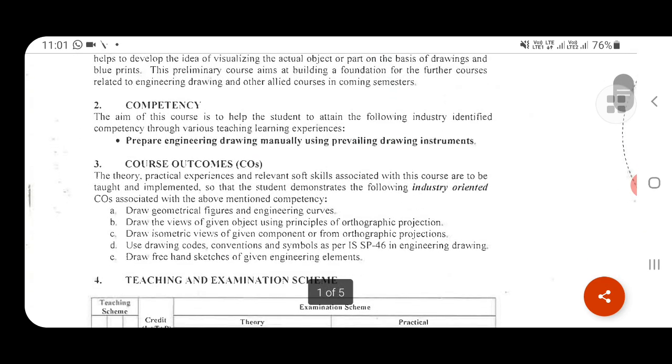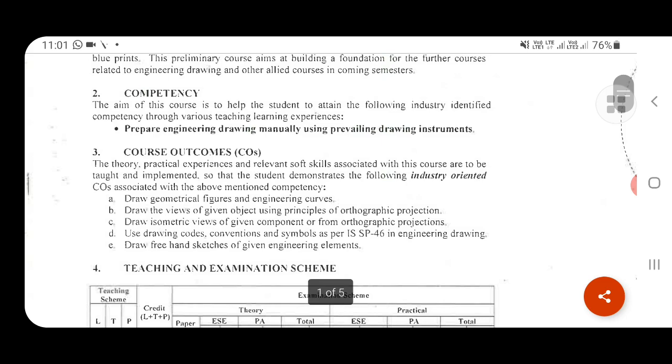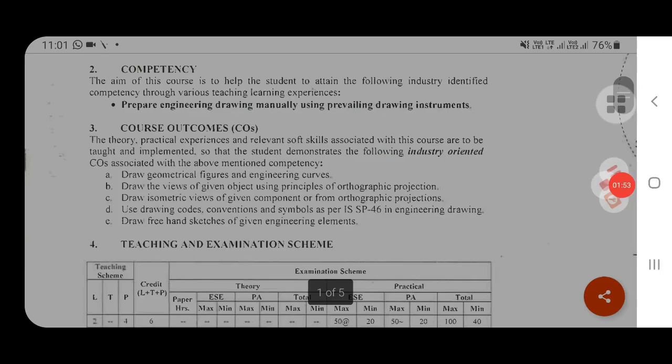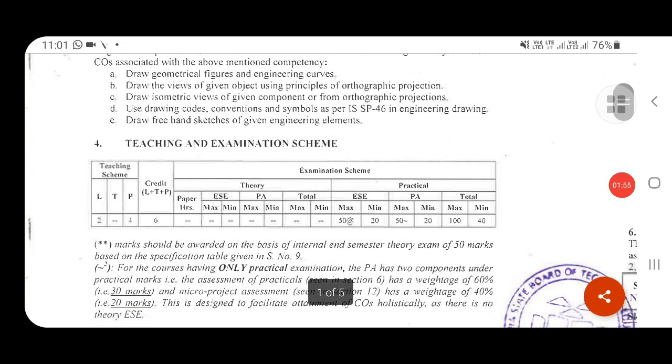Next is course outcome. In this there is a course outcome, which we will see after some time. Then the teaching and learning scheme.